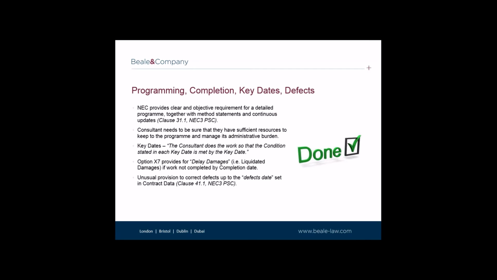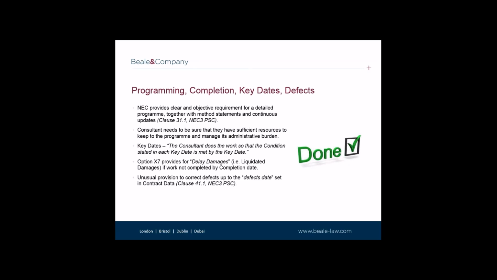Clause 30.3 imposes a strict obligation on the consultant to achieve key dates. It should be noted that the PSC provides an option X clause for imposing delay damages or liquidated assessed damages in the event that a completion date is not achieved, and that's in option X7. Clearly, the focus of the PSC is active project management and progressing the consultant's services timeously.